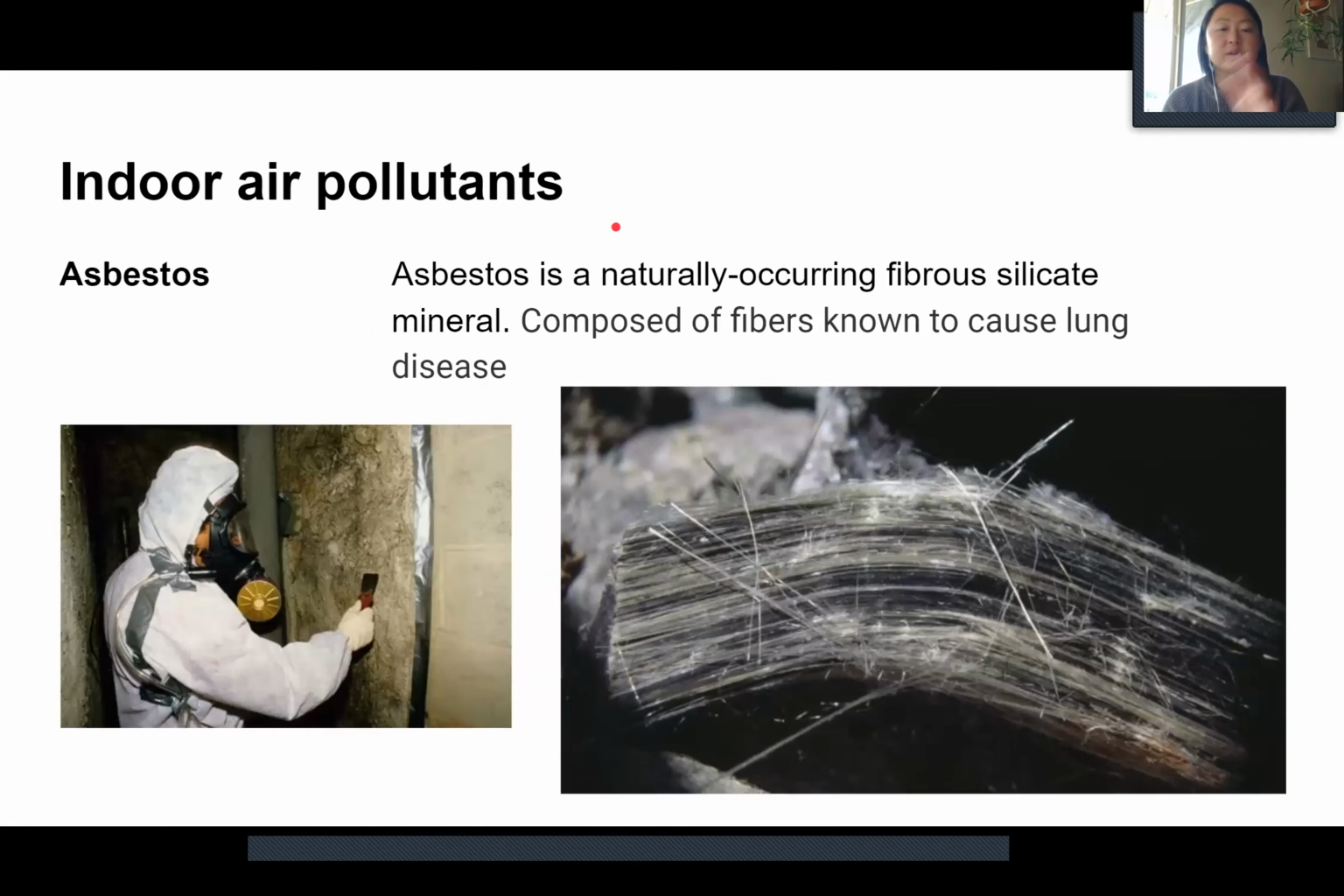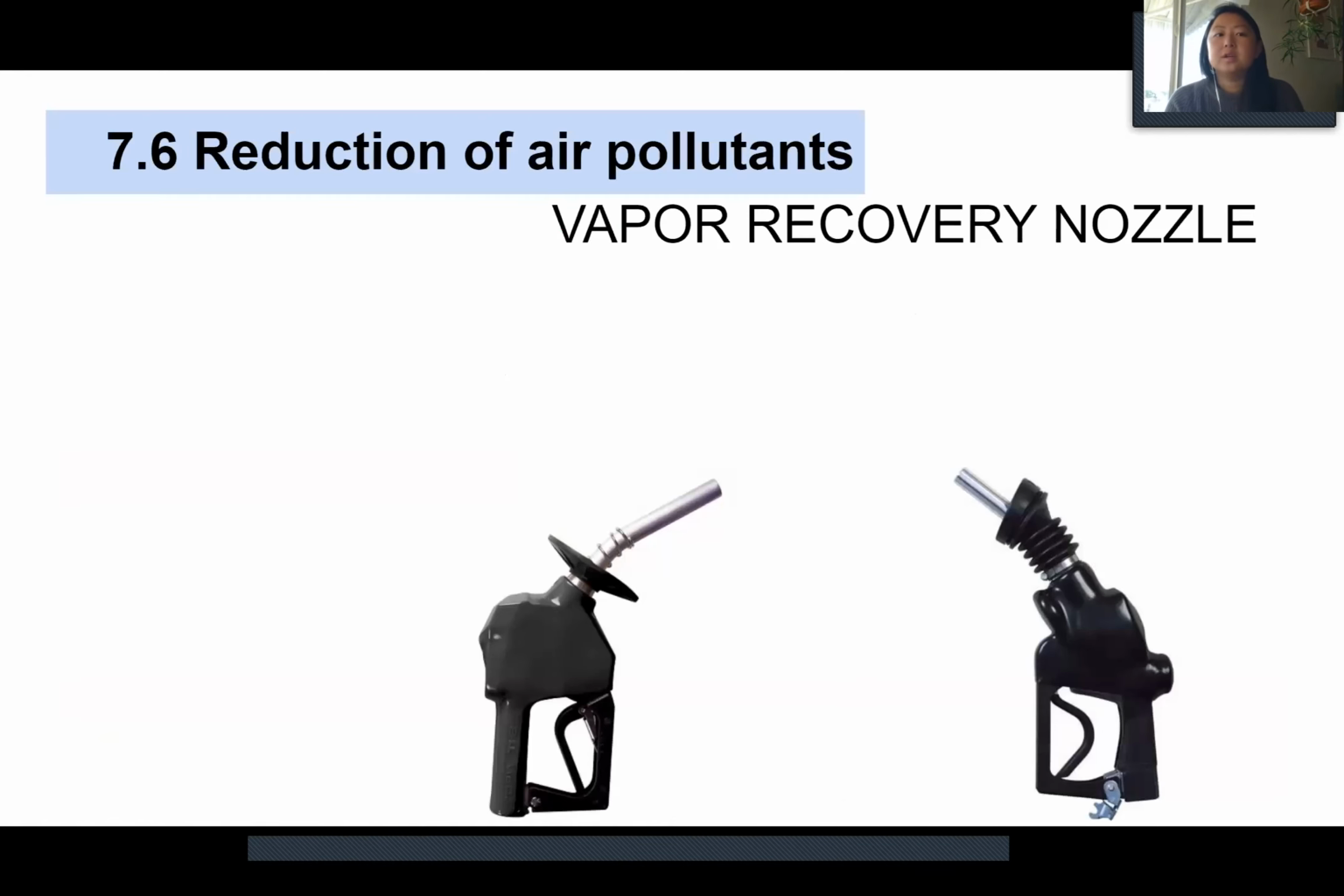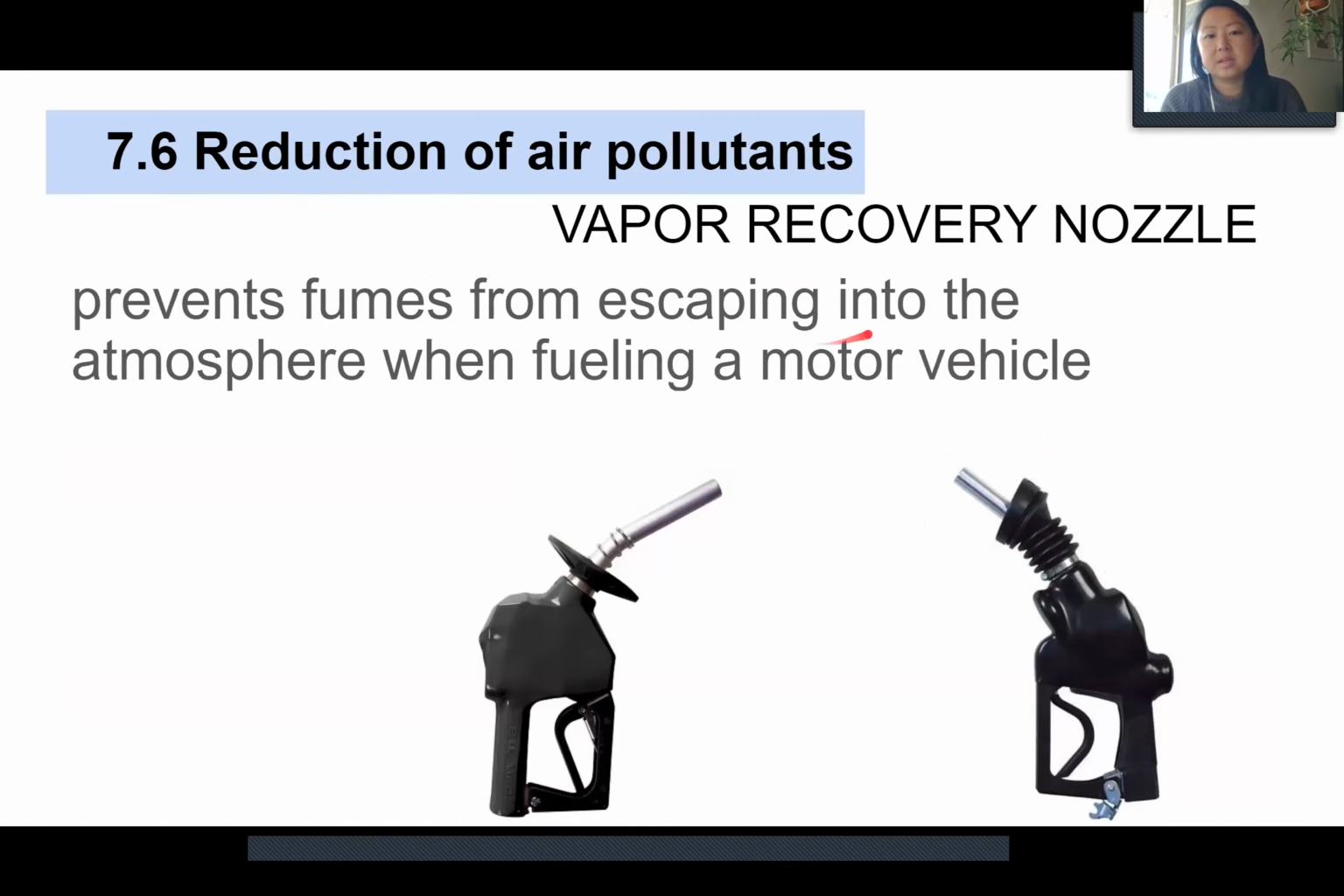Okay, so to move away from indoor air pollutants, I want to move into air pollution reduction methods for industries. 7.6 focuses on reduction of air pollutants, so different strategies that we've come up with. One of them is called the vapor recovery nozzle. At gas stations, if you pay attention, you'll see this is what a vapor recovery nozzle is. It prevents fumes from escaping into the atmosphere when refueling a motor. Most gas stations will have this nozzle now, which is cool.